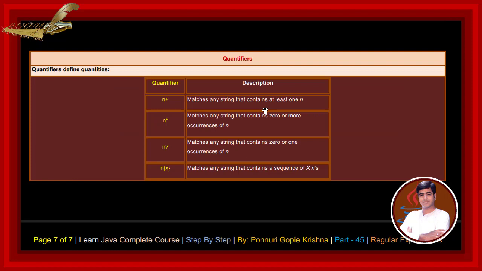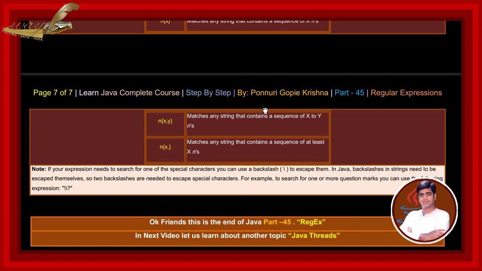Quantifiers. Quantifiers define quantities. n+ matches any string that contains at least one n. n* matches any string that contains zero or more occurrences of n. n? matches any string that contains zero or one occurrence of n. n{x} matches any string that contains a sequence of x n's. n{x,y} matches any string that contains a sequence of x to y n's. n{x,} matches any string that contains a sequence of at least x n's.